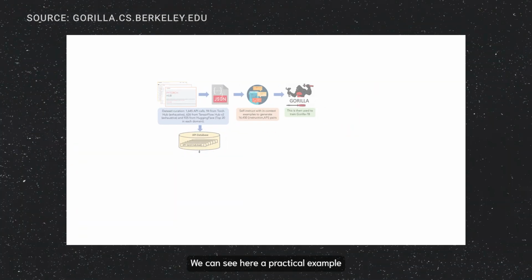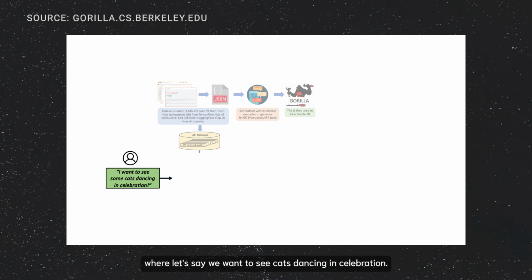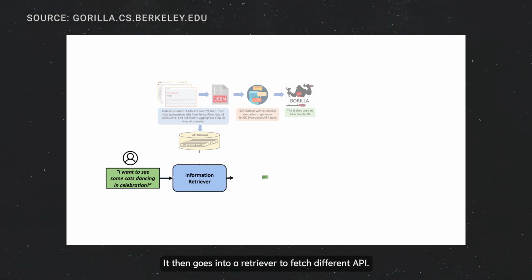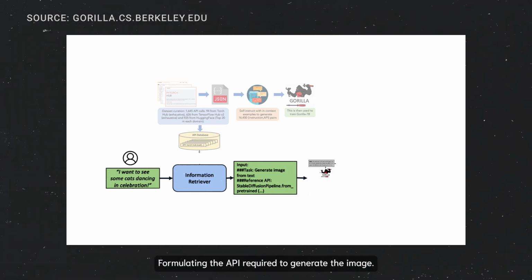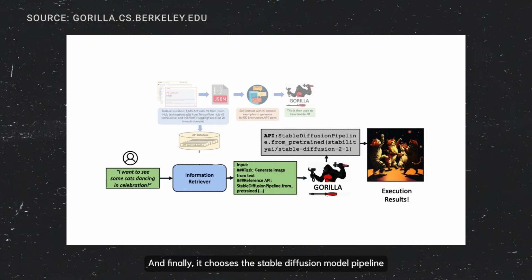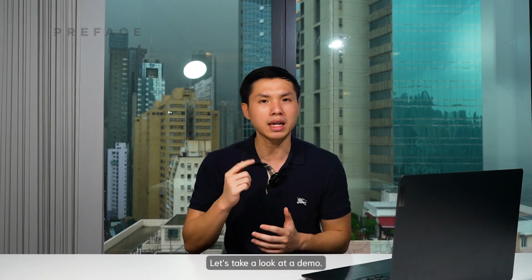We can see here a practical example where, let's say we want to see cats dancing in celebration. It then goes into a retriever to fetch different APIs, formulating the API required to generate an image, and finally it chooses the Stable Diffusion model pipeline to generate the dancing cats. What's really exciting here is that Gorilla is very accessible and you don't have to install anything to get started. Let's take a look at a demo.